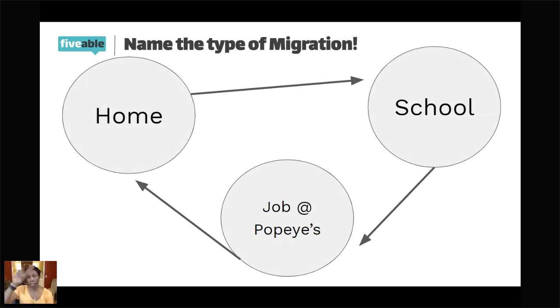You should have circulation, migration, or cyclical. It's in a circle, it's a cycle. So that's a type of migration that you should have hit.